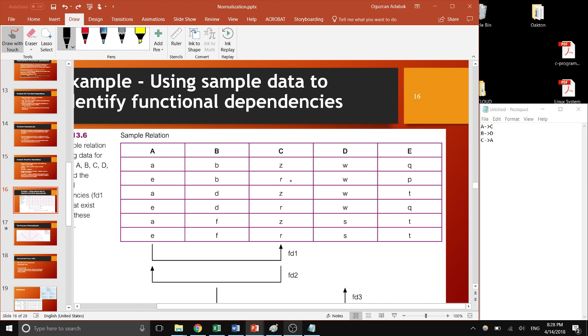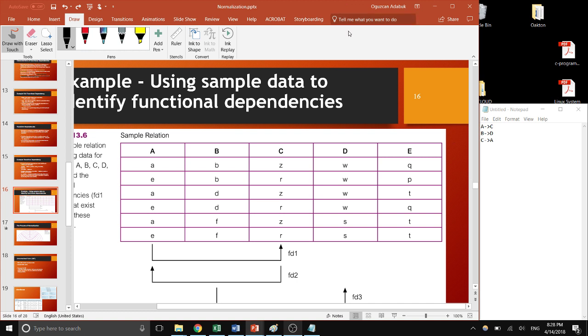Then let's see C and B. For Z there's B. For R there's B. For Z there is D. It didn't hold because the value of Z is associated with two values of B. Let's look at D. For both R and Z there's W, but then it's also associated with value S. Did not hold. Now let's look at C and E. For Z there's Q. For R there's P. For Z there's T. Doesn't work.